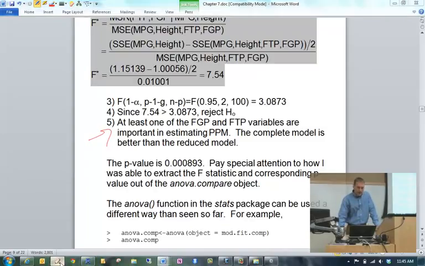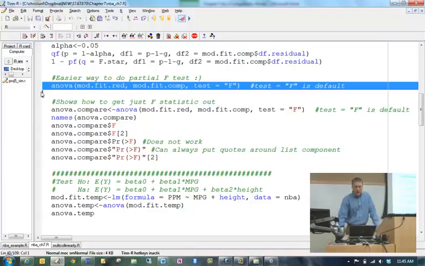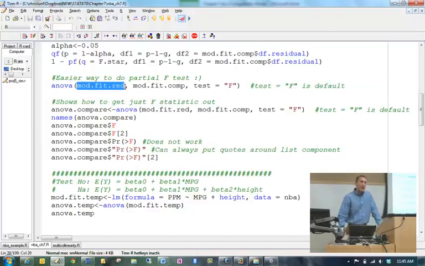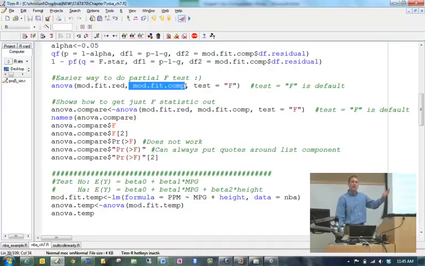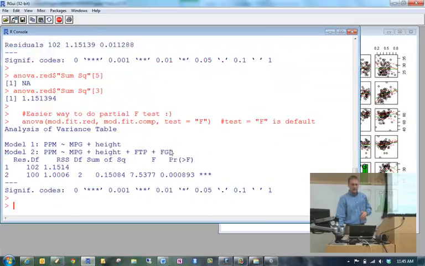Now there's actually a little bit easier way to do this hypothesis test. We can use the ANOVA function again, but notice how we use it is different. I put in one of the model fitting objects that we had. You begin with the reduced model, and then comma, put in the complete model fitting object, and then say, do a test, test equal F. Use an F test. And this is what I get out.